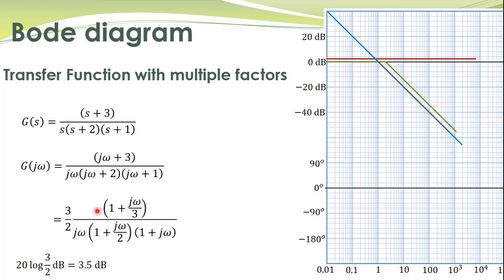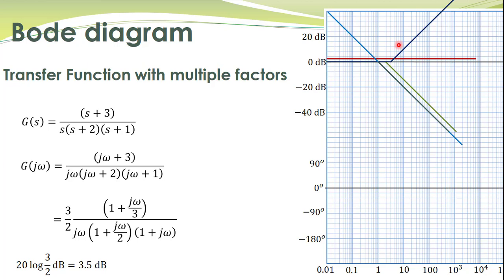So what about this factor? Up to the corner frequency, which is 3, we shall have a line with 0 dB, and after that, a line with a slope of plus 20 dB per decade. So these are the asymptotic magnitude frequency responses for each of these factors.